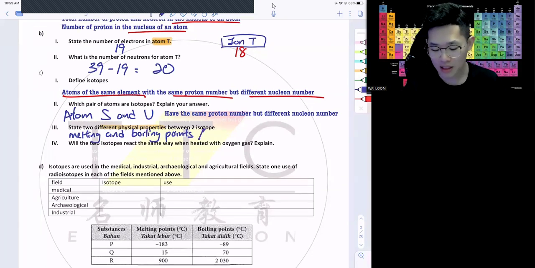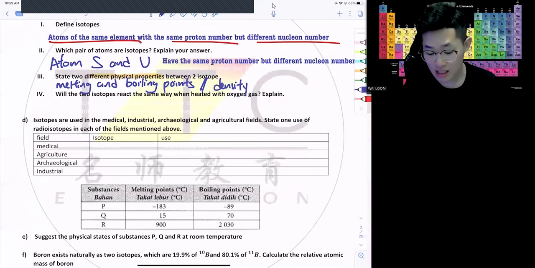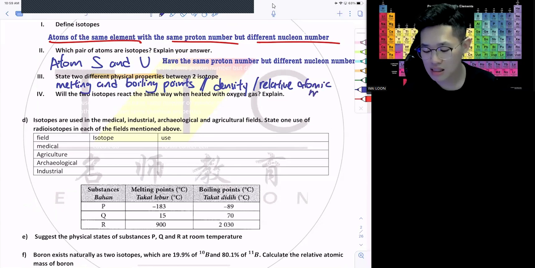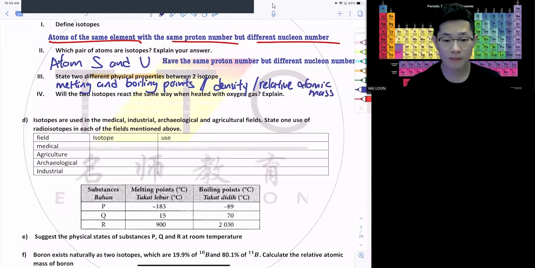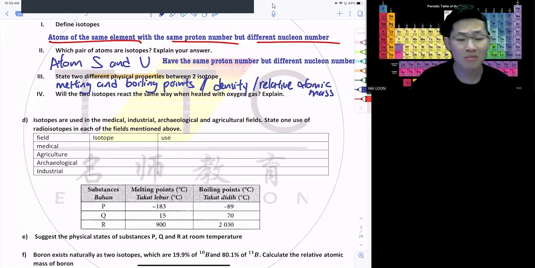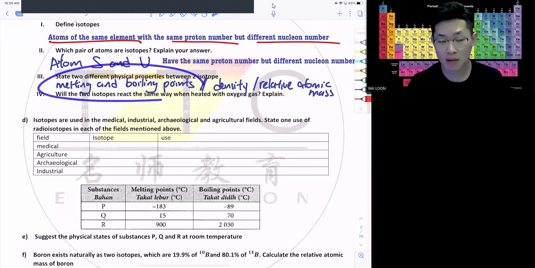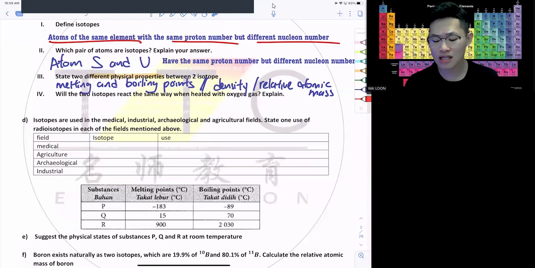Another physical property is density. You can write density. You can write relative atomic mass. So physical property is usually something measurable. Like, okay, we can measure the melting and boiling point. We can measure the density. We can measure the relative atomic mass.